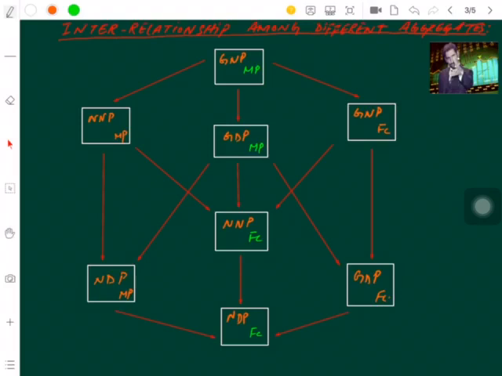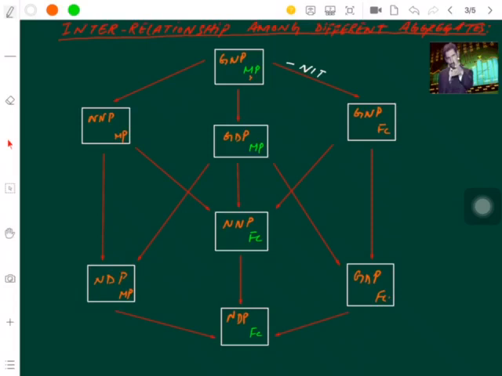So in order to reach from GNP at market price to GNP at factor cost, what we will need to do, we will need to subtract. This is gross national product, same. This is market price, this is factor cost. So market price is bigger than the factor cost, and the difference between the two is NIT, net indirect tax. So in order to reach from GNP MP, we will deduct NIT, we'll reach GNP at FC.